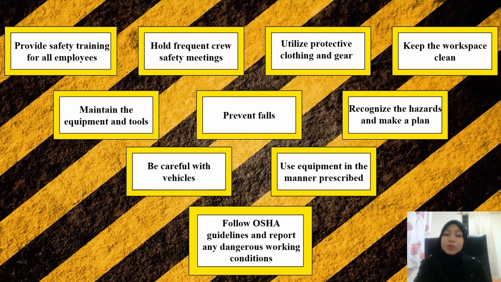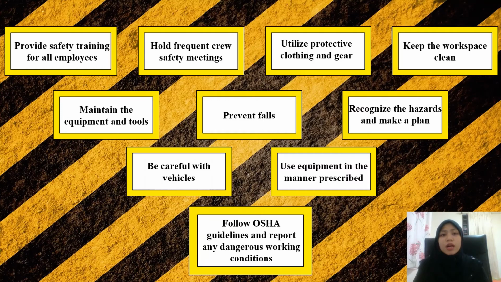There are a few ways to prevent accidents at a construction site. First, provide safety training for all employees. Employers should educate employees on all workplace safety standards and the hazards they may face on the job. The second one is to hold frequent crew safety meetings. At some workplaces, these meetings should be held daily, for example, if high-risk work is being done. The third one is to utilize protective clothing and gear.